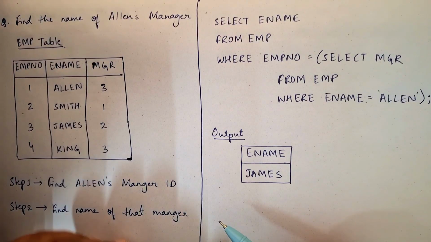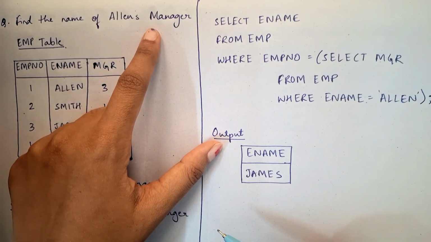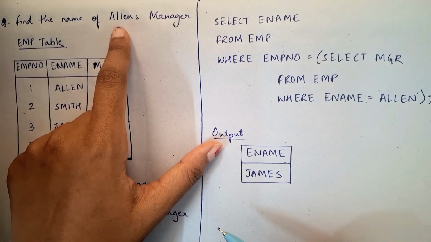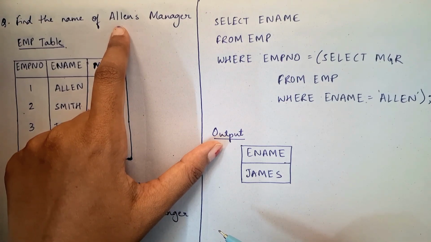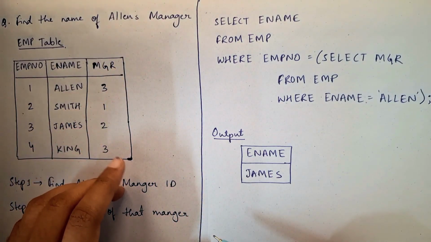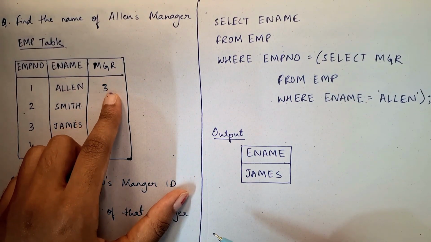So our question is, find the name of Alan's manager. Guys, after reading the question, don't jump into query directly. First, understand the logic. Here, we have to find Alan's manager. So, for that, first we need to find Alan's manager ID, which is 3.